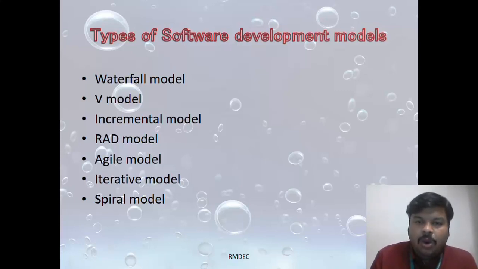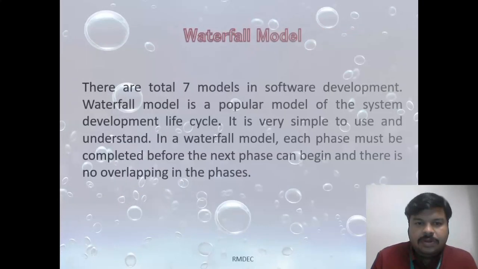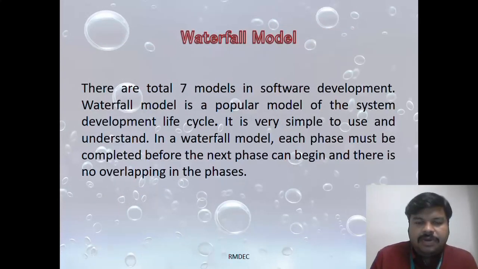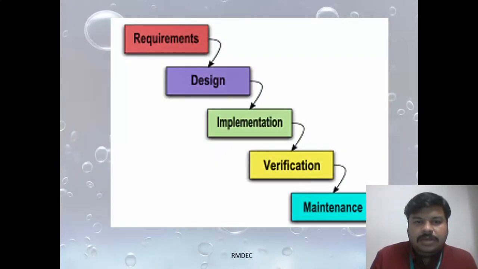The waterfall model is the oldest software development model and it is a linear sequential development model. As of now, there are 7 models in software development, where the waterfall model is very simple to use and understand. The only thing is, in the waterfall model, each phase must be completed before the next phase begins, and there is no overlapping in the phases. This is the waterfall model in the software development life cycle.